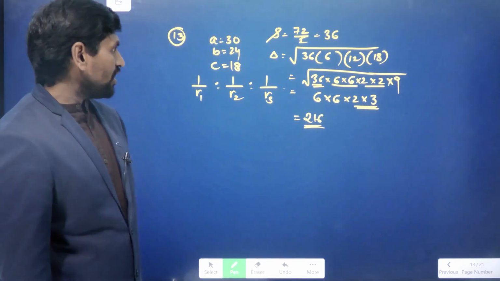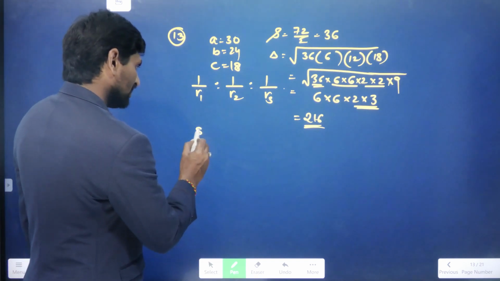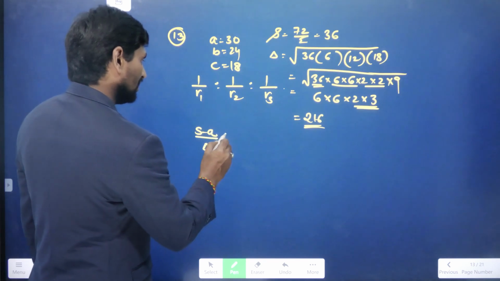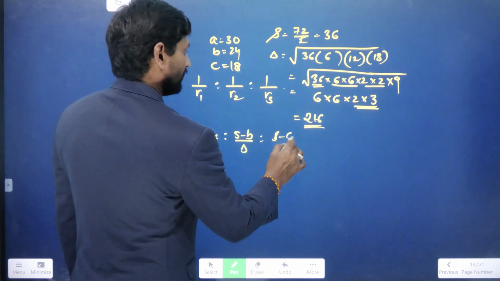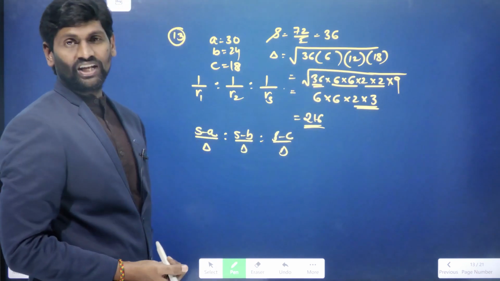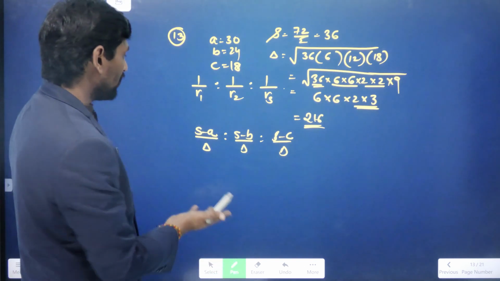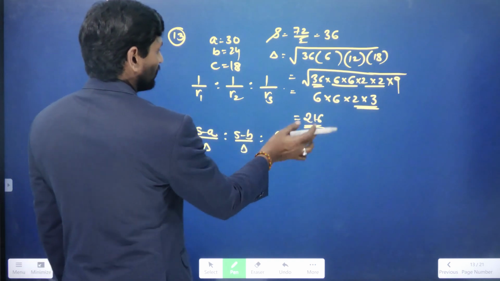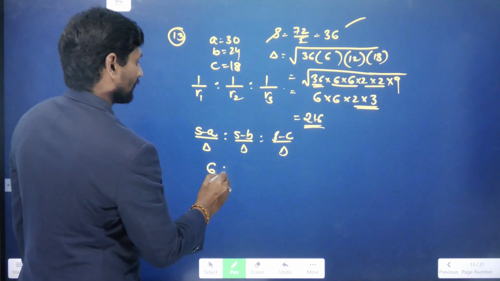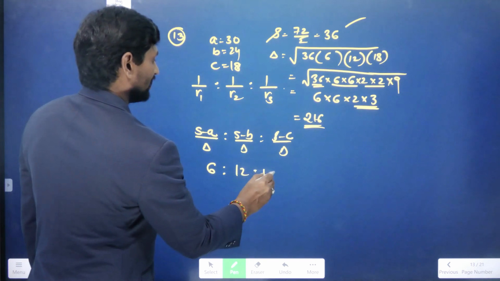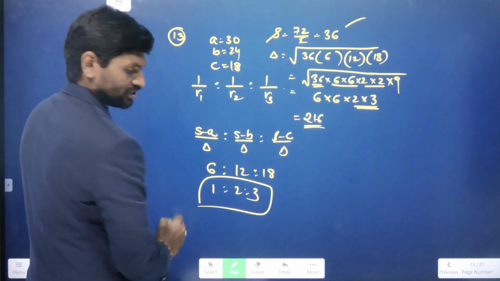Okay? Now r1 value. r1 is nothing but delta by s minus a. That means here s minus a by delta, that is s minus b by delta, s minus c by delta. So without finding the area of a triangle also we can find, because all are having the same denominator, no? Same denominator you can multiply, all cancel. So s minus a, s minus b, s minus c will remain. So s value 36, 36 minus 30 is 6, 12 and 18. Cancel 6 table, 6 ones are 6, 6 twos are 12, 6 threes are 18. 1 is to 2 is to 3.